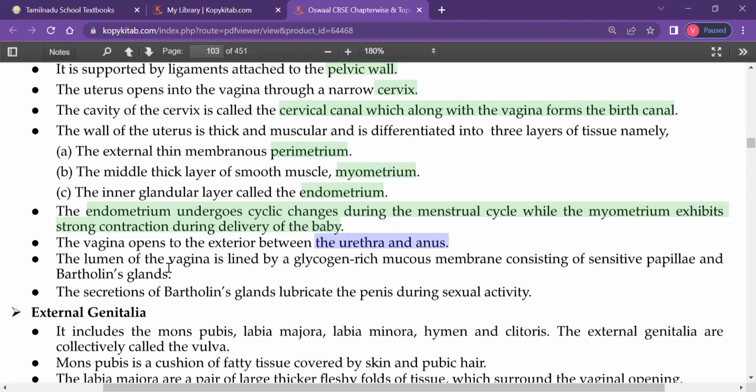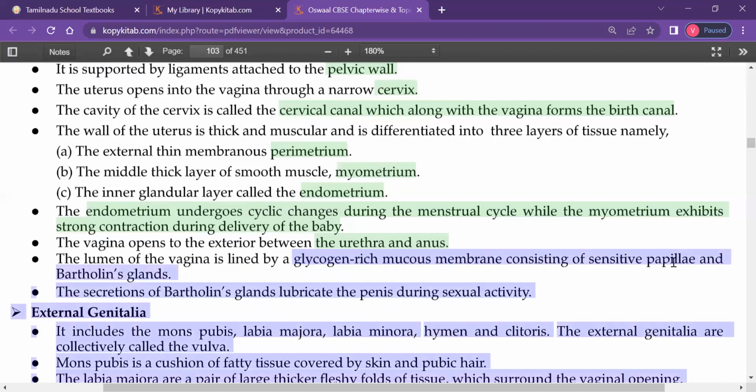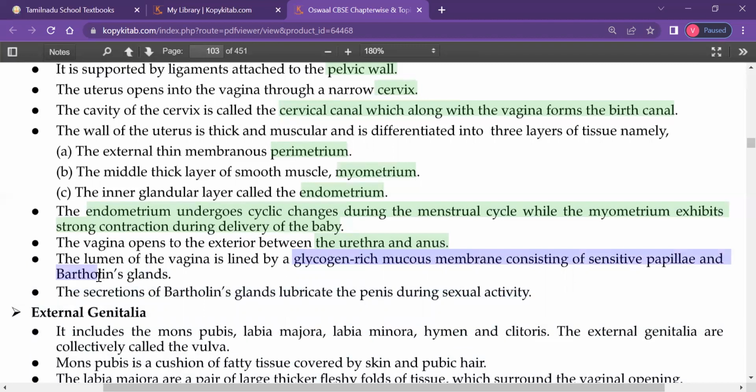The lumen of the vagina is lined with glycogen mucous membrane consisting of sensitive papillae and Bartholin's glands. There we saw Cowper's gland in the male reproductive system, here Bartholin's glands. The secretion of Bartholin's gland helps in lubrication during sexual activity. All right.